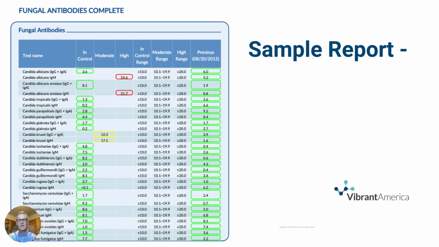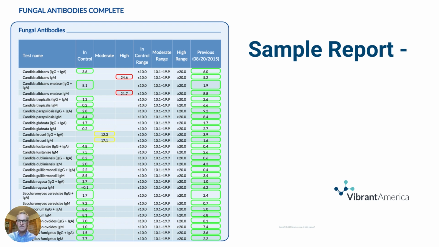Now, this is what a sample report looks like. Very familiar to many of Vibrant's other tests. We're looking at two different sets of antibodies here. We're looking at IgG and IgA as a combination. When one is elevated, almost assuredly the other is elevated. So that's why we do report those together.